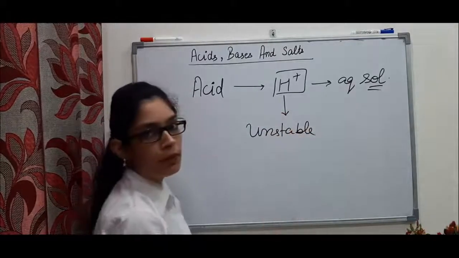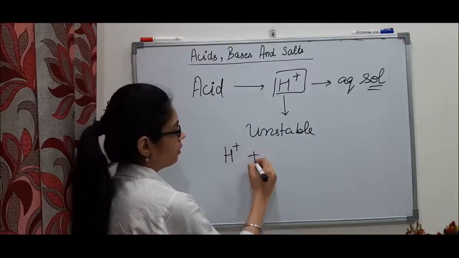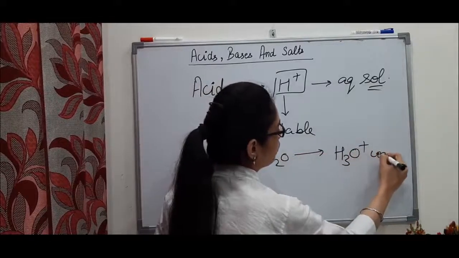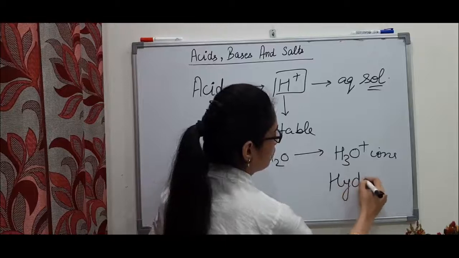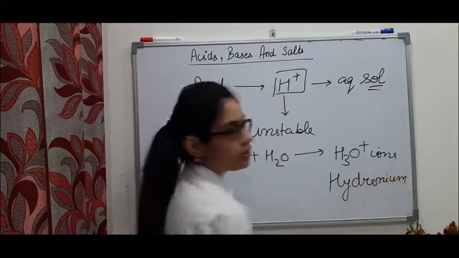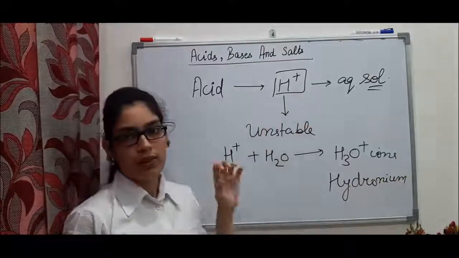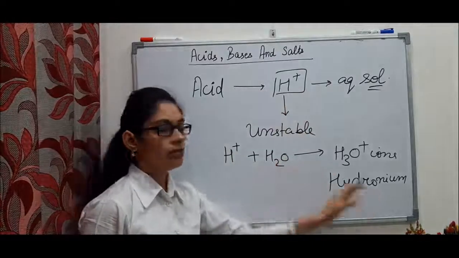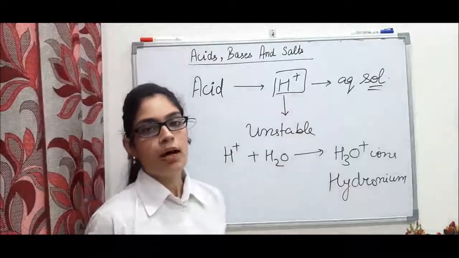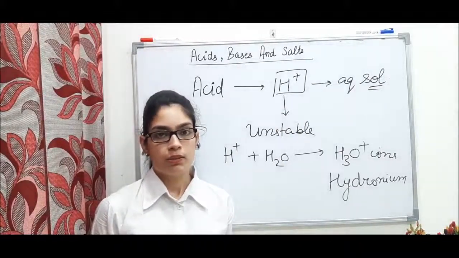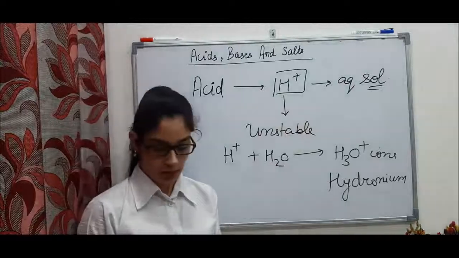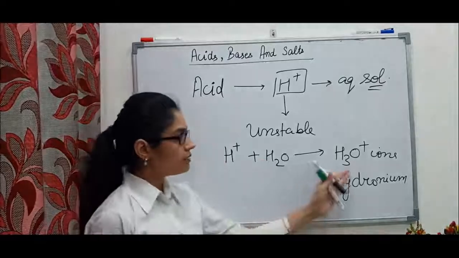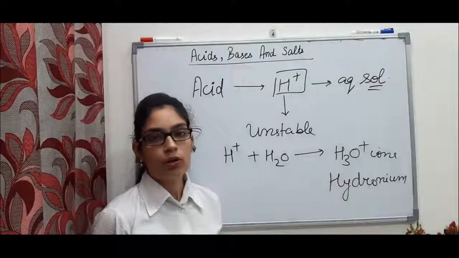In addition to this, you have to remember one thing: this H positive ion is very unstable, due to which it will immediately react with water and give H3O positive ions, which are hydronium ions. This is just additional information regarding H positive ions, that they are very unstable and react immediately with water to give us hydronium ions. But basically you have to remember, an acid is a substance which gives us H positive ions in an aqueous solution.